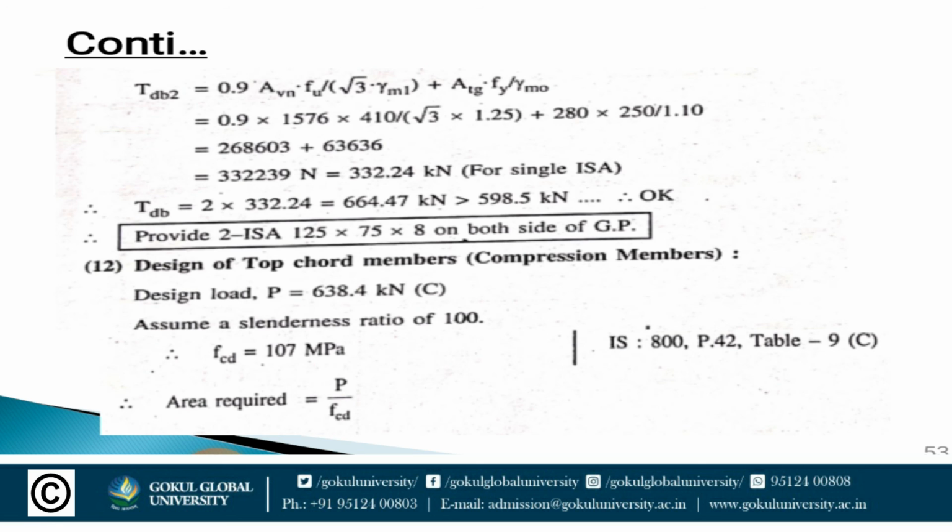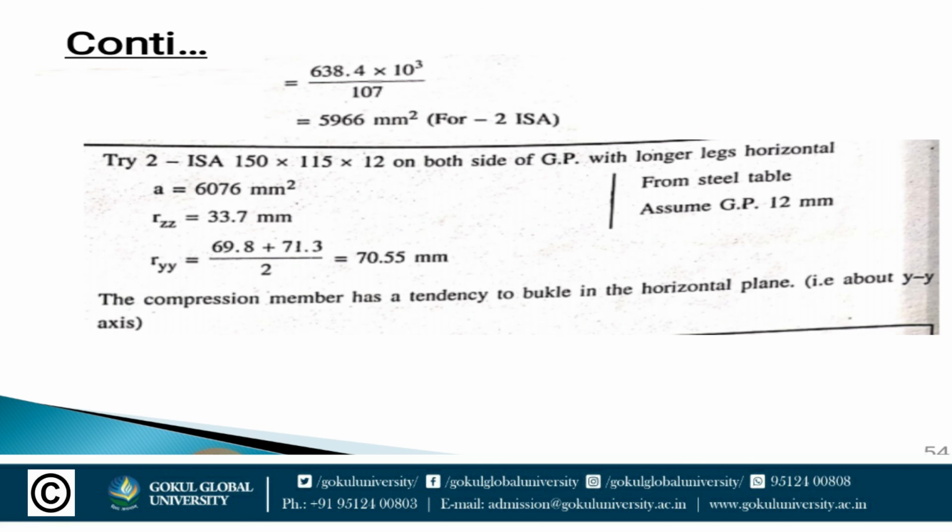Design of top chord member, it is the compression member. So we design as per IS 800, page number 33, from table number 9C. So design compressive force we have. Assume the slenderness ratio is 100. Then after we identify the fcd, then we identify the area required. Now we go to table number 9C, page number 42, and we go to the section. So we provide one section 150 by 115 by 12 on both sides of the gusset plate with the longer leg horizontal.